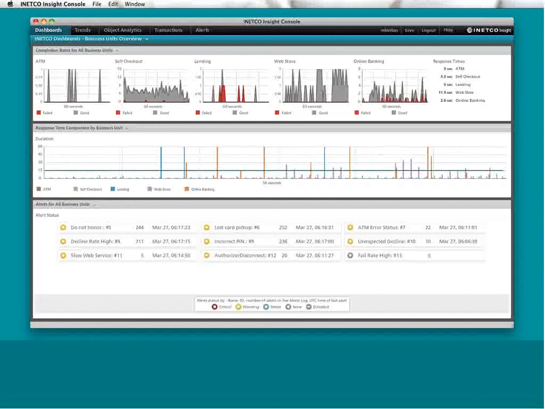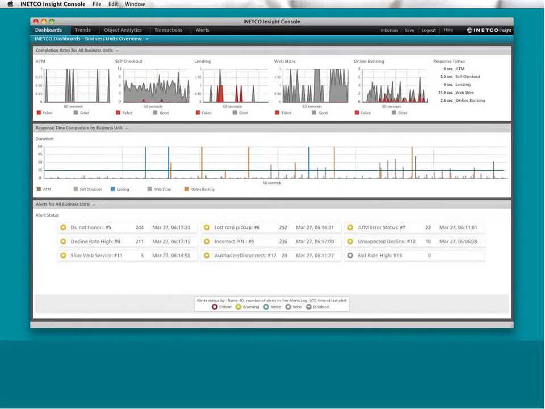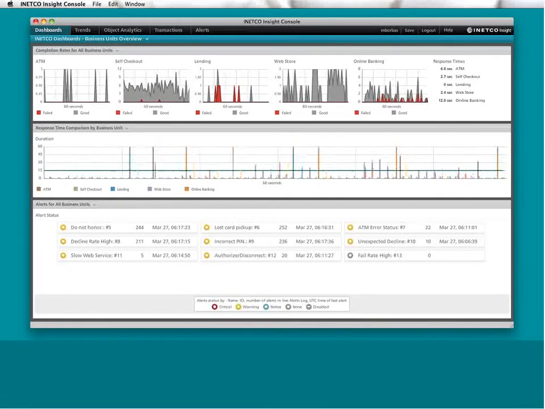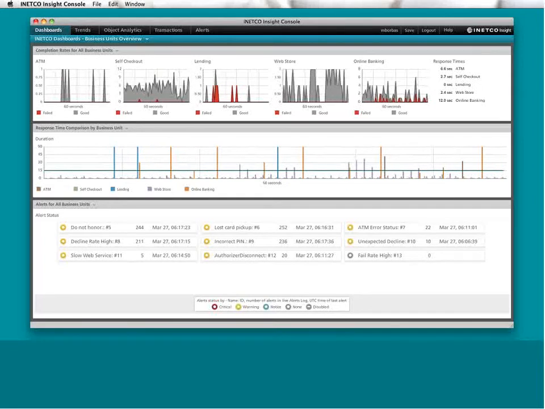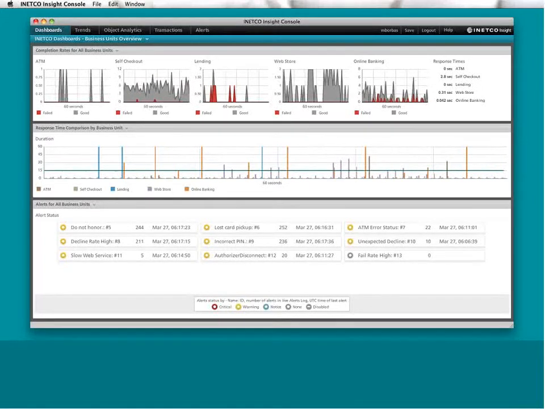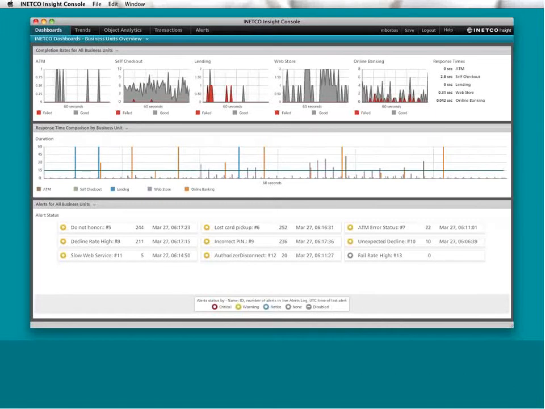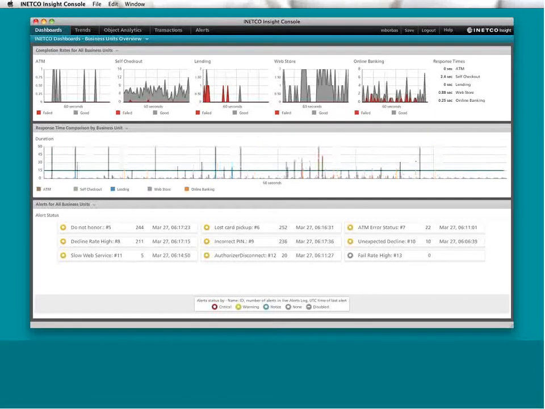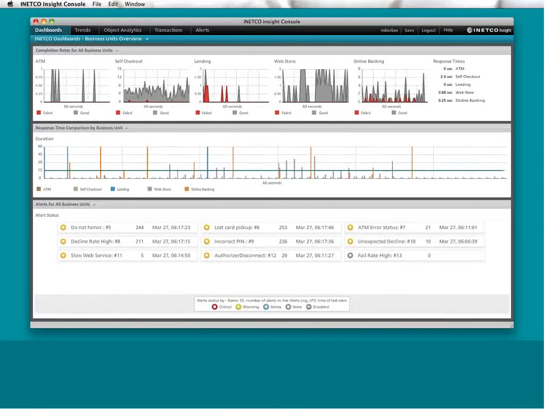You have to imagine there's a bit of a conglomerate behind the scenes here because we have across the top a number of different channels. There's ATM, there's self-checkout, there's lending, there's web store and online banking. We're going to focus most of our attention on ATM, lending, and online banking in today's example.